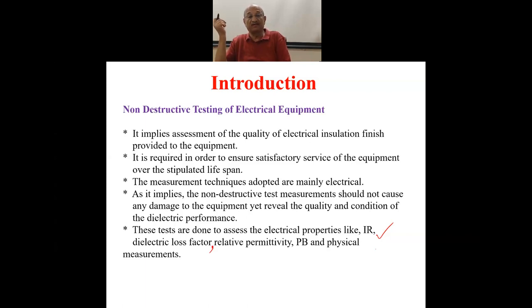As I mentioned, partial breakdown measurement: there is a certain maximum magnitude of discharge due to partial breakdown that is permissible, and the partial breakdown measurement can assure whether under the rated working voltage condition, the discharge due to partial breakdown is within the limits or not. Besides, a number of physical measurements are done, I mean not electrical quantities, the physical measurement of the conductor size, thickness of insulation, etc. If there is oil, the quality of oil can also be assessed by tests performed on the oil used in the equipment.